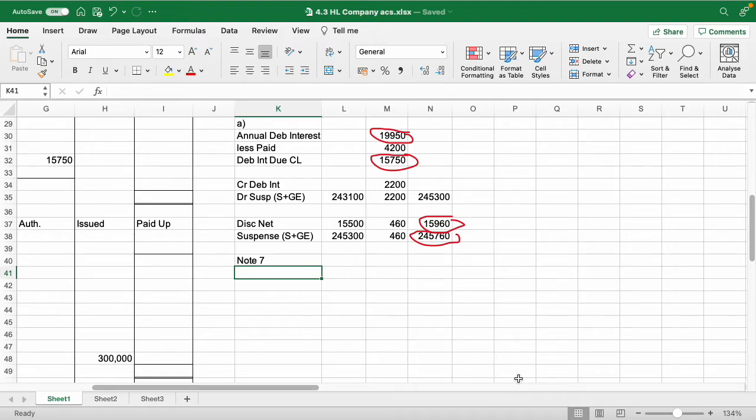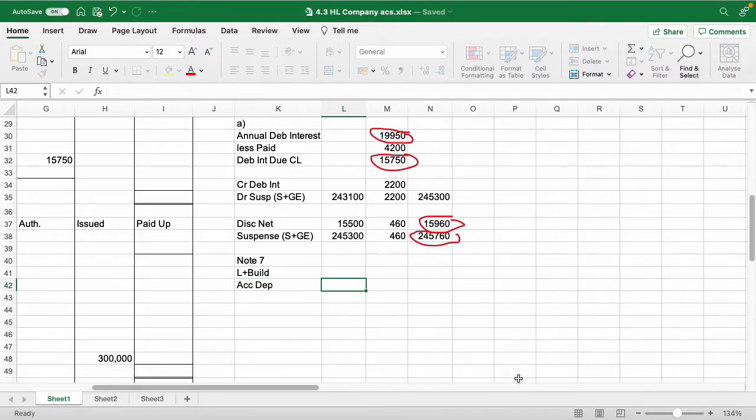Revalued land on the 1st of the 1st. So because we revalued land on the 1st of the 1st, and always when we revalue, we do two things. So our land and buildings, we need to increase the value of land and buildings from what it is now, and we need to cancel the accumulated depreciation.